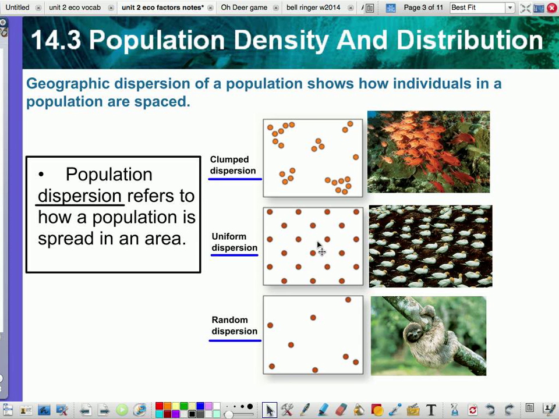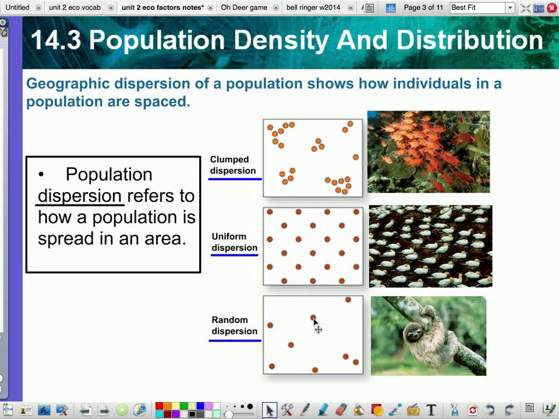Uniform dispersion is where there's a very consistent amount of room between individuals. You'll see a lot of this with nesting. You can see there's a very specific amount of room. They've got their space and they're not going to let another bird come into it. So that's uniform. You can see it's definitely very uniform.